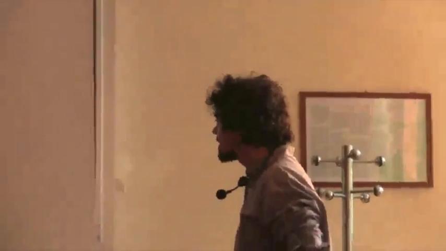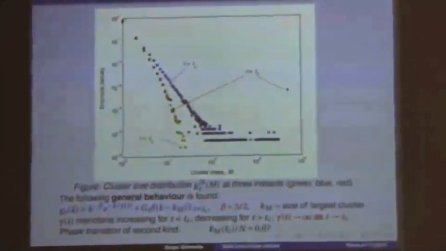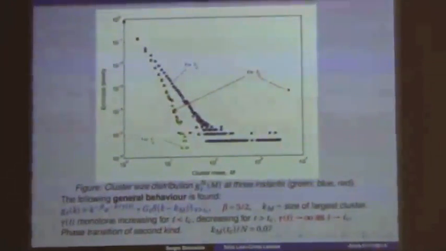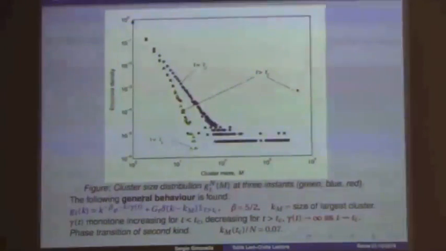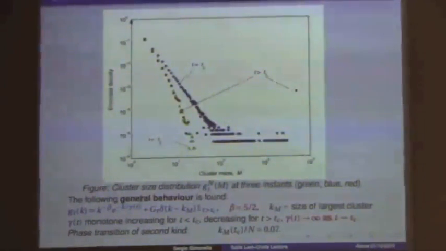And the power law exactly goes as m, sorry, this m you should identify with k here, this goes as m to the minus 5 over 2. And this 5 over 2 seems to be a universal constant. This has been found in all the models, independently of the density and the number of particles.